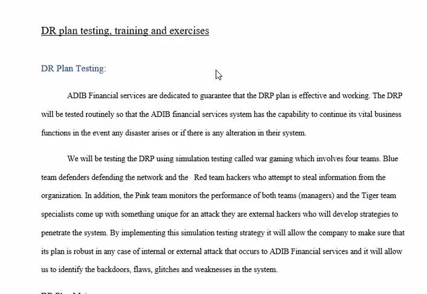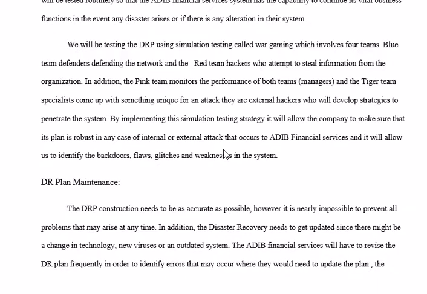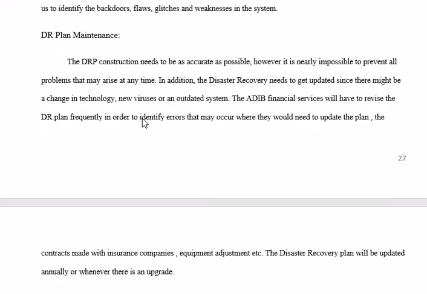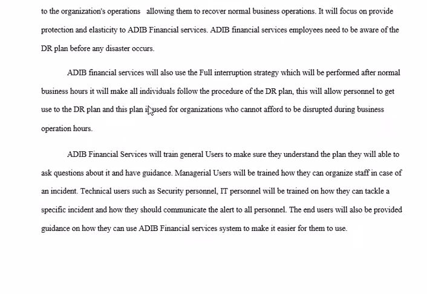We did the disaster recovery plan testing also. AD Financial Services decided to guarantee that the DRP plan is effective and working, so they did the disaster recovery plan testing. Also, we showed the disaster recovery plan maintenance and the training.